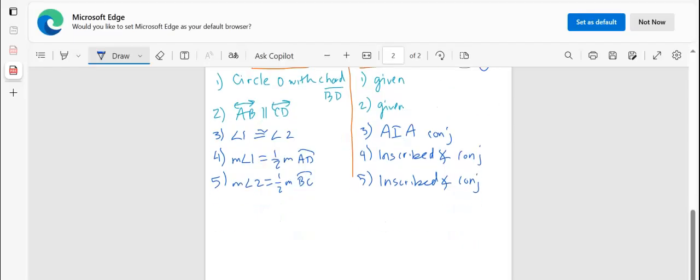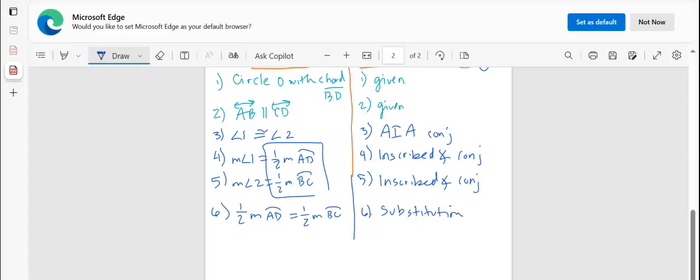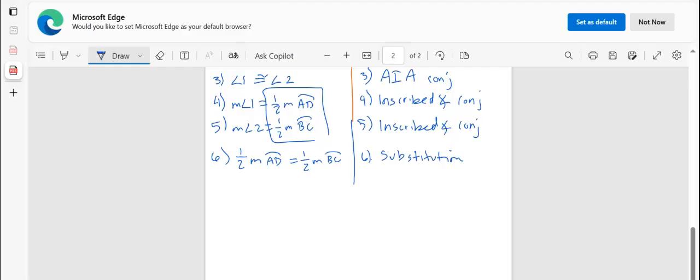This is helpful because remember, we already said that angle 1 was congruent to angle 2, and now by substitution, we can set 1/2 the measure of arc AD equal to 1/2 the measure of arc BC. And now if we have half of the measure of arc AD equal to half the measure of arc BC, what is that telling us? Well, that is telling us that those arcs are congruent. You could, if you want to, do an additional step and say their measures are congruent by multiplying both sides by 2, but I think we can just go ahead and conclude.